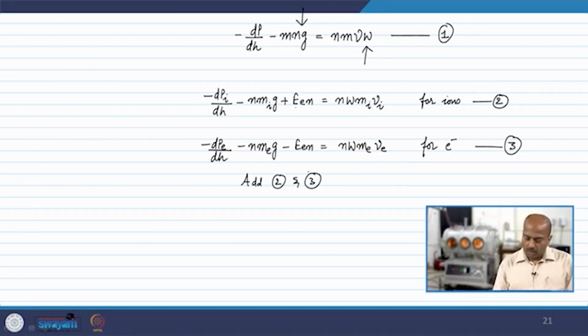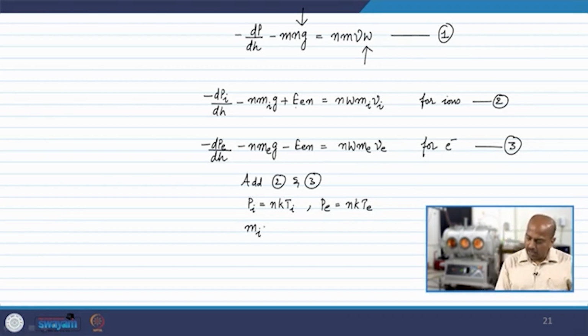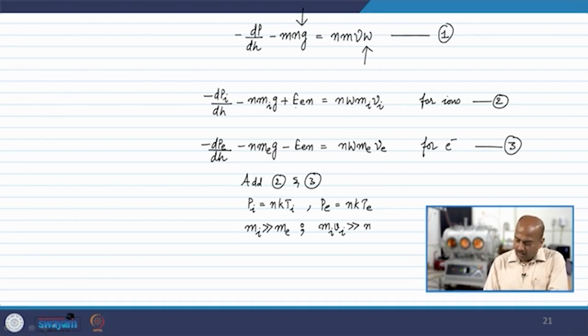Let us see. The partial pressure Pi is N K Ti, the partial pressure Pe is N K Te, right, with the understanding that Mi will be much greater than Me, Mi Vi will be much greater than Me Ve, and Mi nu I will be much greater than Me nu E. With all these things, we will write an equation which is just a combination of equations 2 and 3.